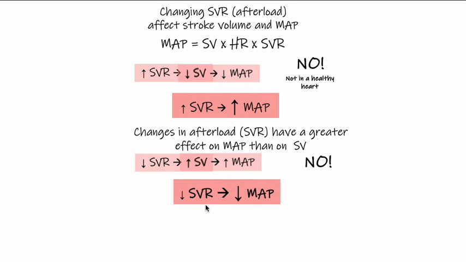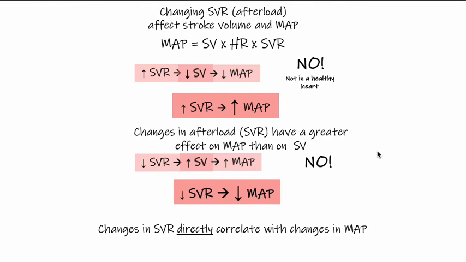A decrease in SVR is going to cause a decrease in mean arterial pressure because the changes in SVR have a greater impact on mean arterial pressure than they do on stroke volume. So changes in SVR directly correlate with changes in mean arterial pressure. All of these factors here directly correlate with changes in this number here. An increase in any of these causes an increase in mean arterial pressure. A decrease in any of these is going to tend to cause a decrease in mean arterial pressure.